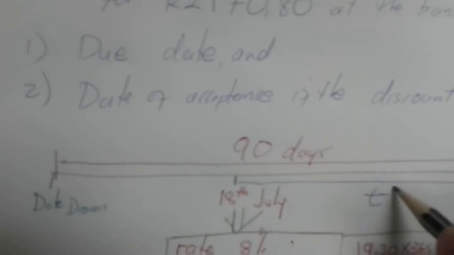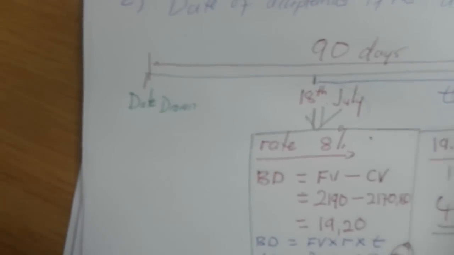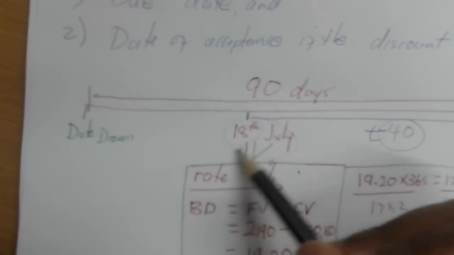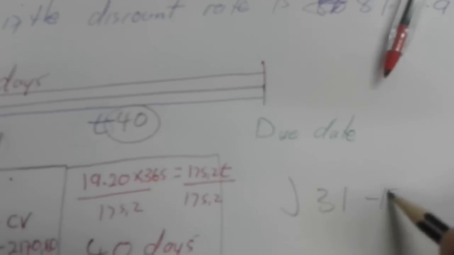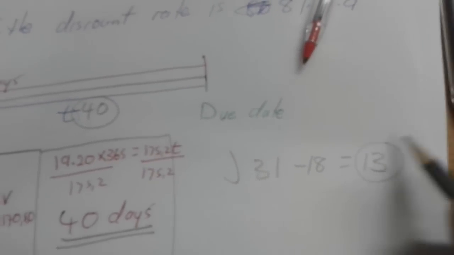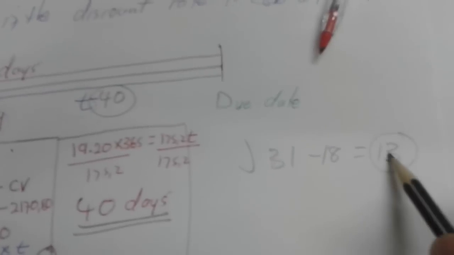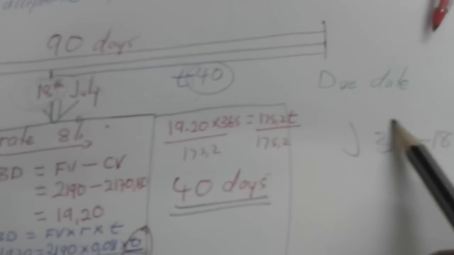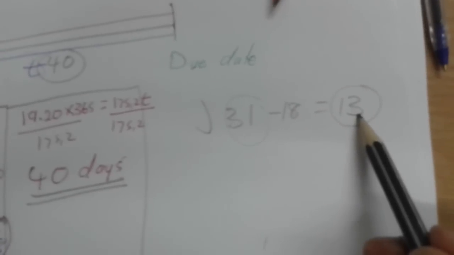Now, if it's 40 days here, let's add 18 July plus 40 days. Let's see where it takes us. Now, in July, 18 days have already expired. So in July, if you say 31 days minus 18, that gives you 13 days. So in July, there are 13 unexpired days, because 18 have already expired. July has got 31 days, so 31 minus 18 gives you 13.